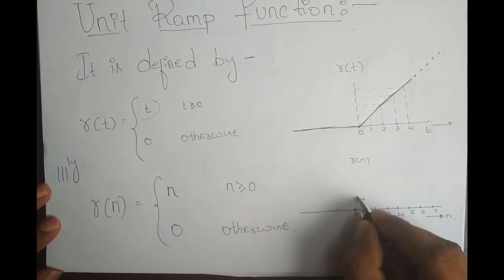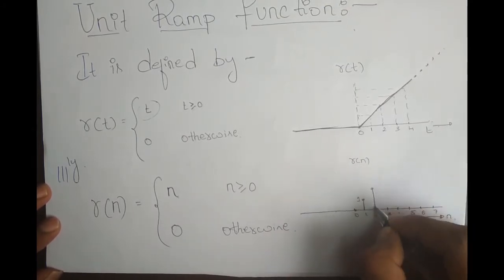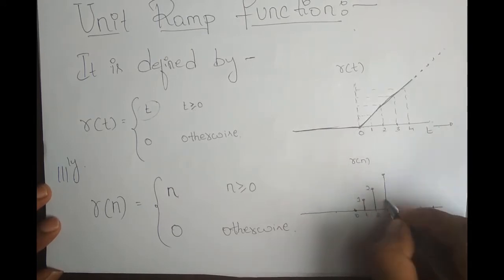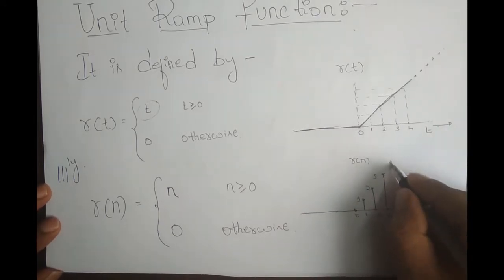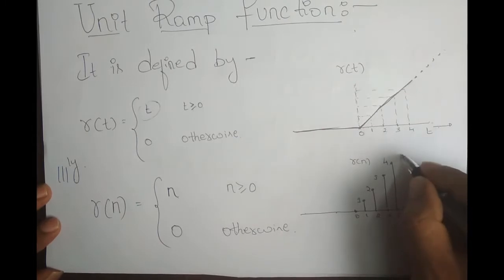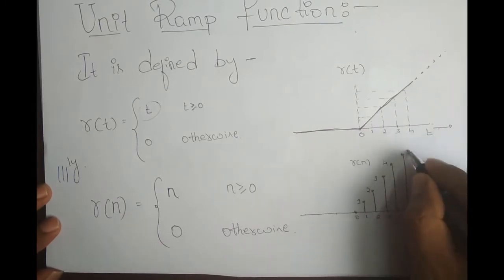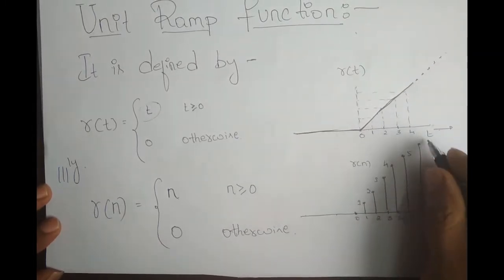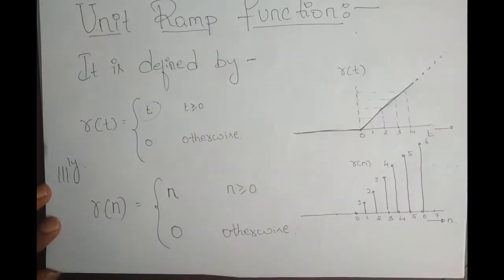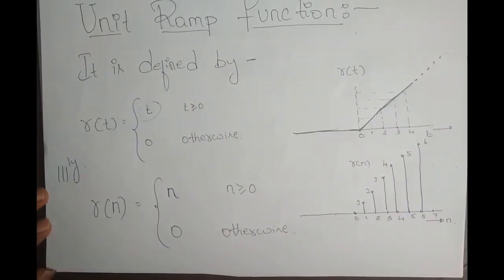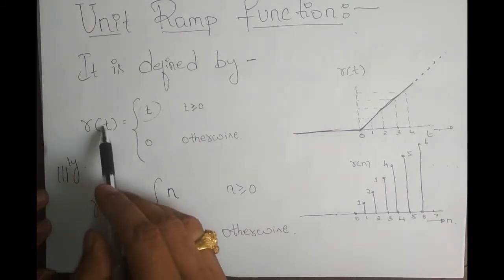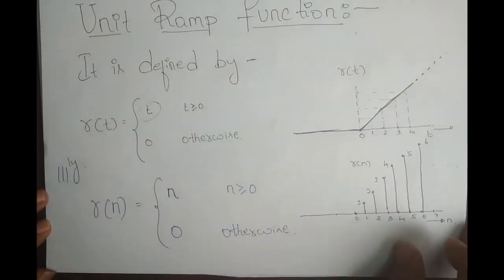At n equal to 1, amplitude is 1. At n equal to 2, amplitude is 2. At n equal to 3, amplitude is 3. At n equal to 4, amplitude is 4. At n equal to 5, amplitude is 5. And at n equal to 6, amplitude is 6. So on, at n equal to infinity, amplitude goes to infinity. Okay. So this is how the unit ramp function in continuous time as well as discrete time is defined.